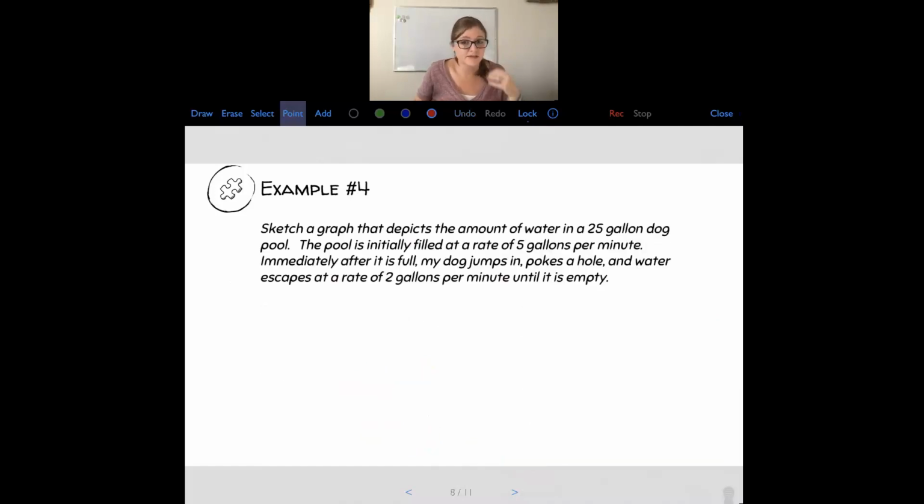Okay. Next, let's look at an application. Sketch a graph that depicts the amount of water in a 25-gallon dog pool. The pool is initially filled at a rate of 5 gallons per minute, rate of change, slope. Immediately after it is full, my dog jumps in, pokes a hole, and water escapes at a rate of 2 gallons per minute until it is empty.